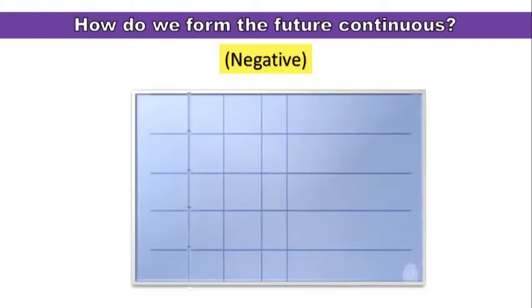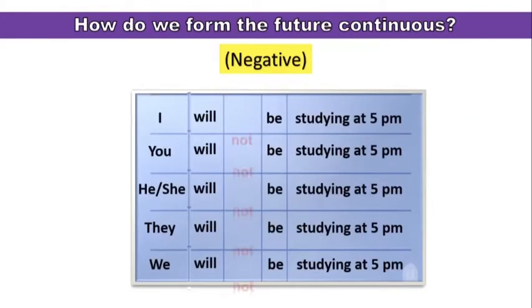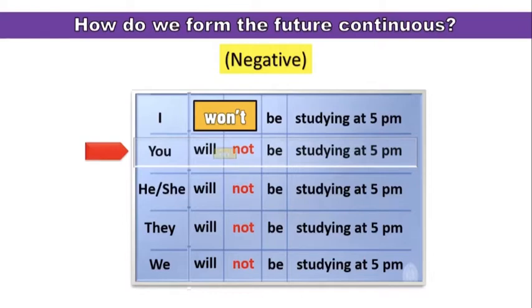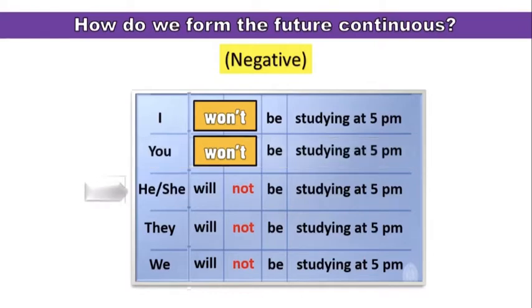I will not be studying at 5 p.m. or I won't be studying at 5 p.m. You will not be studying at 5 p.m. or you won't be studying at 5 p.m. He will not be studying at 5 p.m. She will not be studying at 5 p.m.